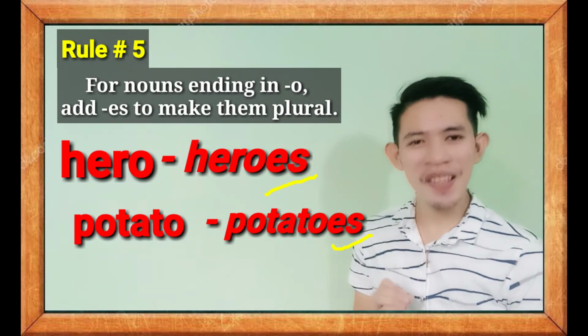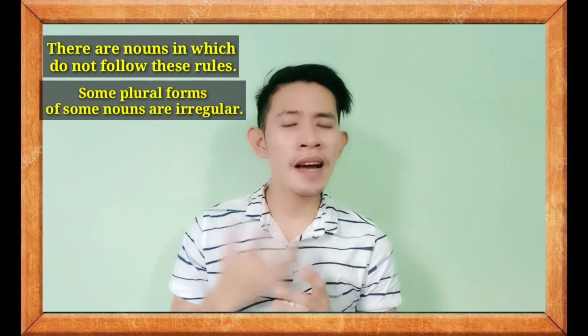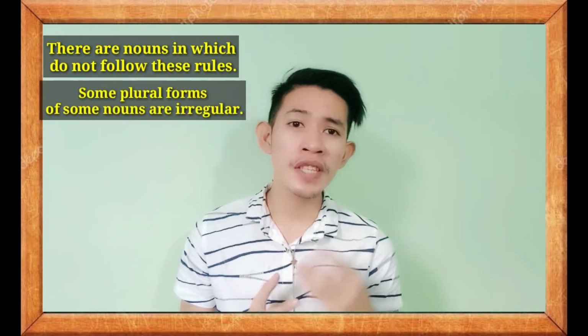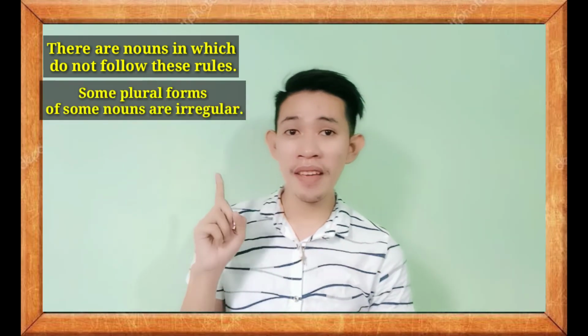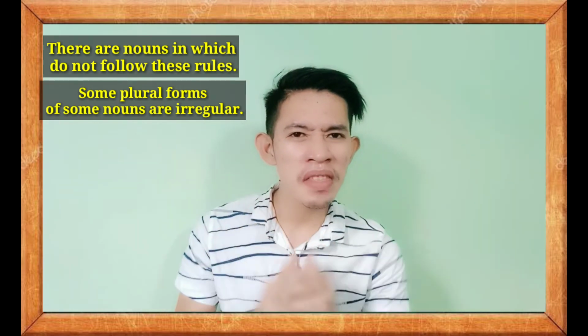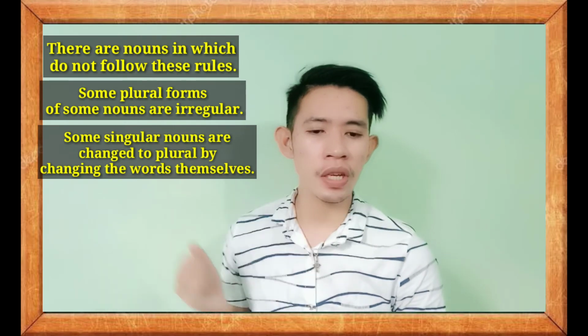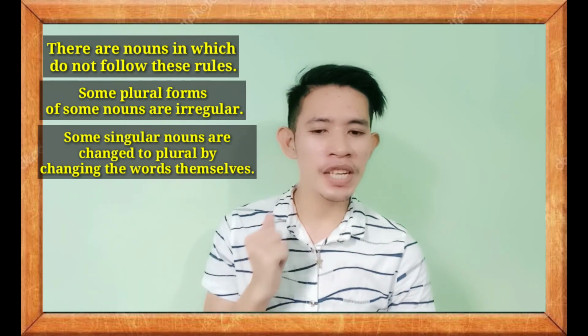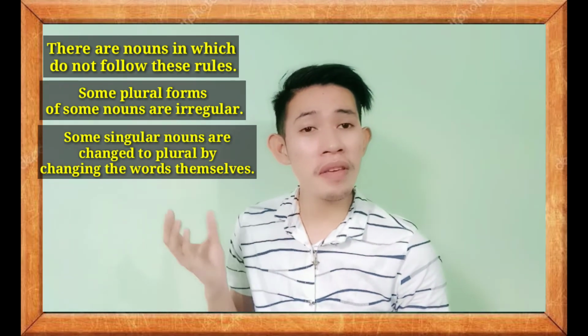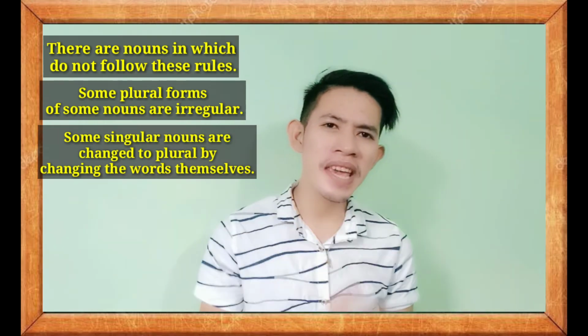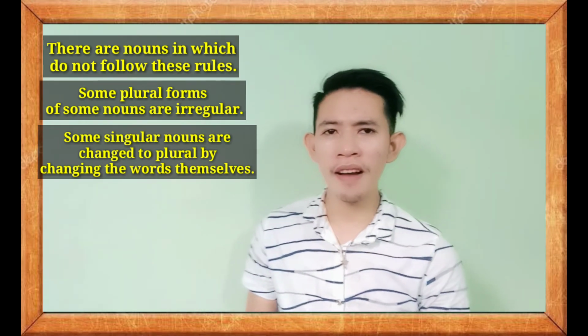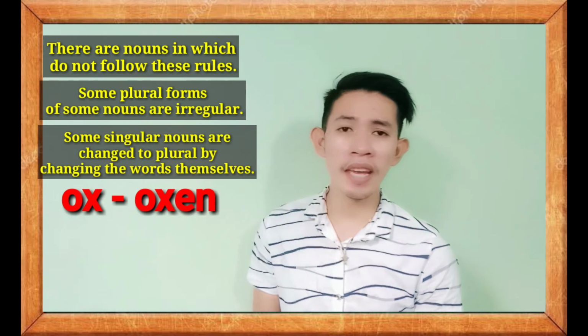Clear? Very good. But remember, there are nouns which do not follow those rules. Some plural forms of some nouns are irregular. What does it mean then? Some singular nouns are changed to plural by changing the words themselves. For example, ox, it became oxen.